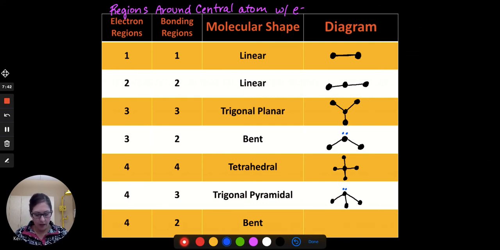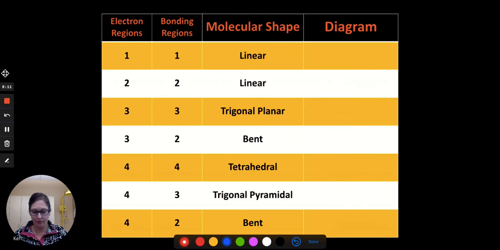Okay. And last but not least, we have this shape that is bent. So there's two bent possibilities. And this one is one where we have a central atom, two bonds, but now we're going to have two lone pairs because there's a total of four regions. And so we would have two lone pairs on our central atom. Okay. So those are all the possibilities. Actually, there's more than that, but these are the ones that we work with this year. So let's do some examples of these.